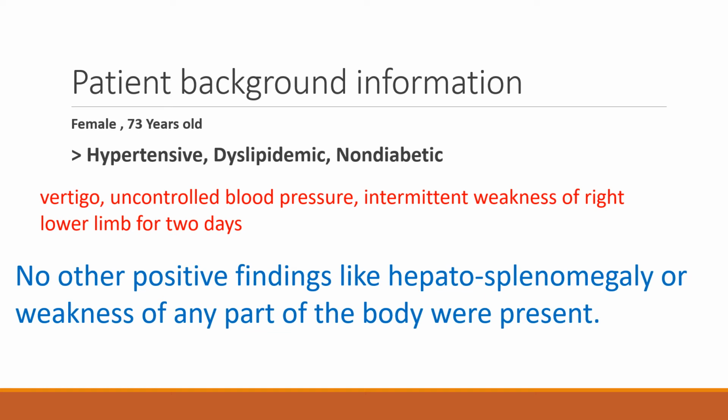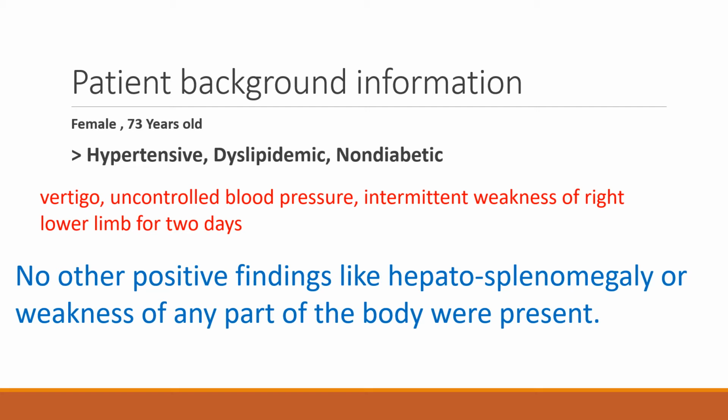So let's discuss my case study. This is the background information about my patient. She is a 73-year-old female, so she is elderly, which indicates she has a higher risk of having this PRV disease. As mentioned, the elderly are more likely to have this disease compared to younger ages.